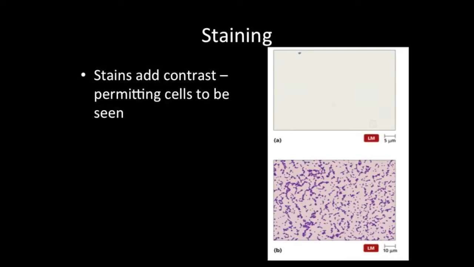Before beginning the exercise, it is important to understand why we stain samples in the laboratory. Stains are used to add contrast to the specimens so more detail can be seen when we observe them using the microscopes. Some images are seen on the screen that show the difference between unstained cells and those that have been stained.